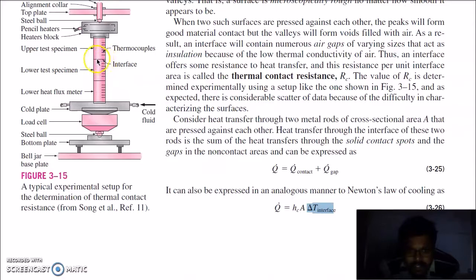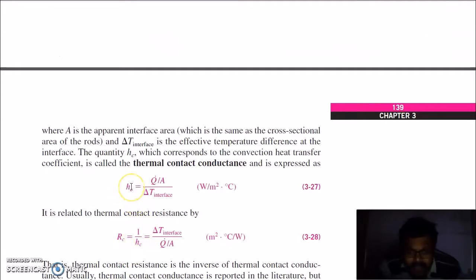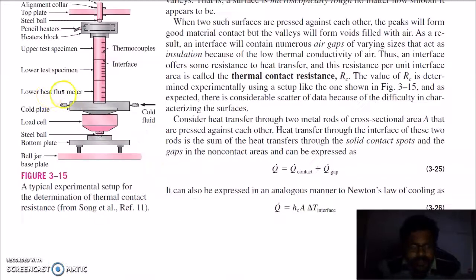Area is the same as the cross-section area of this specimen. The quantity Hc corresponds to the convection heat transfer coefficient and is called thermal conductance. So Hc is represented by thermal conductance, which is Q dot by A divided by ΔT interface. This you can measure with the help of this heat flux meter, with the help of this device.